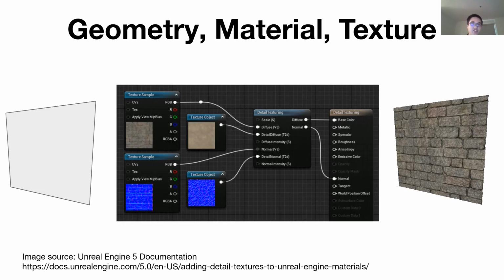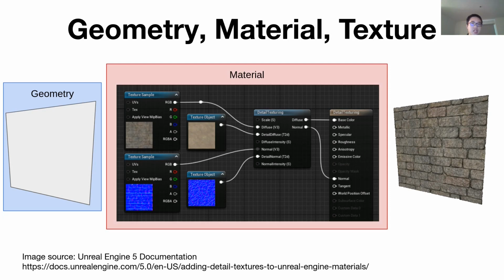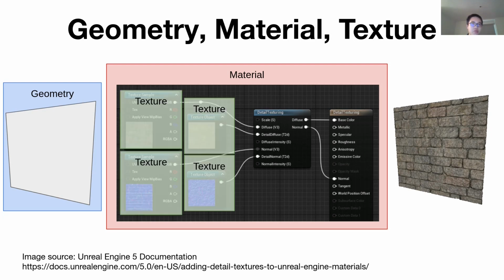Concretely, in the shading pipeline in the Unreal Engine, the quad is the input geometry. The computation pipeline in the middle is describing the material. And some material properties are specified by textures.